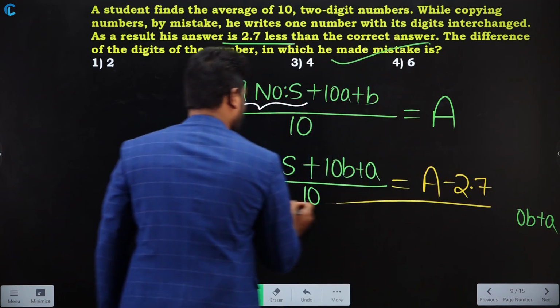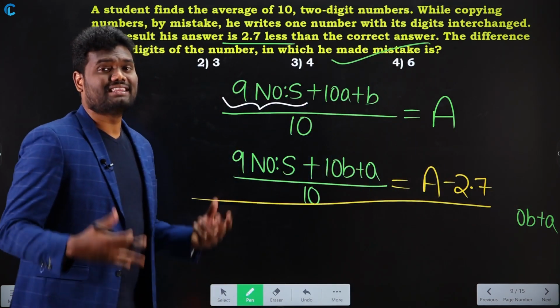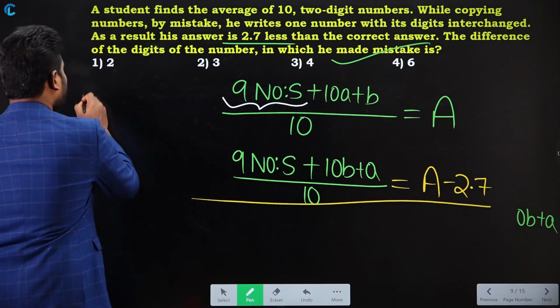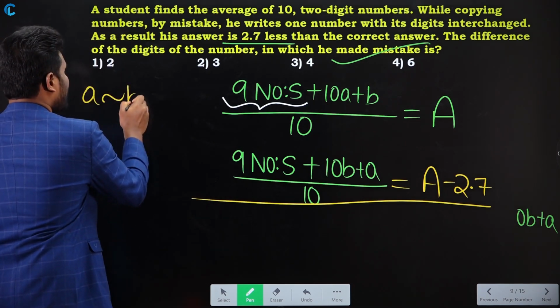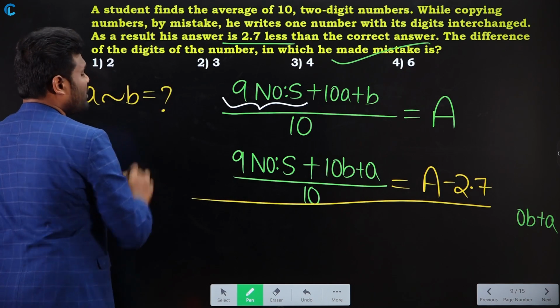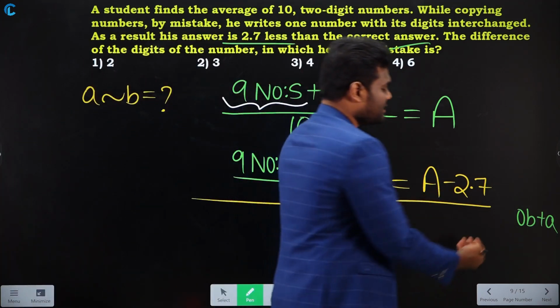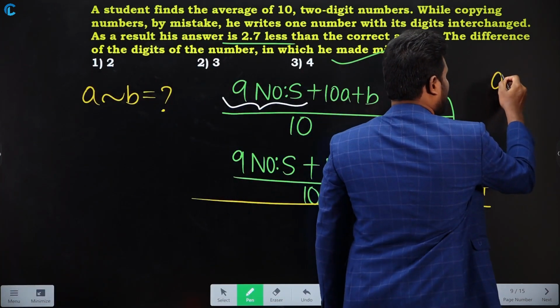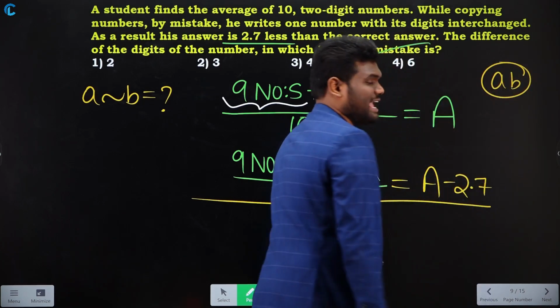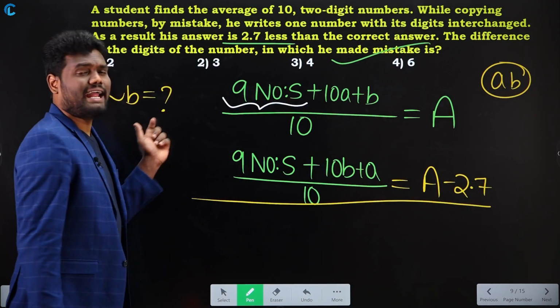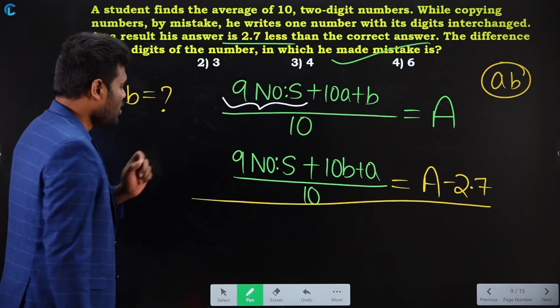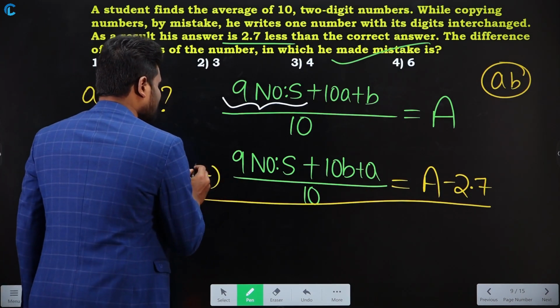Now your question is what? Your question is to find the difference between the digits. Difference between the digits means the difference between A and B. This was your question. Why? Because we have taken the 2-digit number as AB, so the difference is nothing but the difference of A and B that you need to find. Okay. Now what you will do is subtract this.